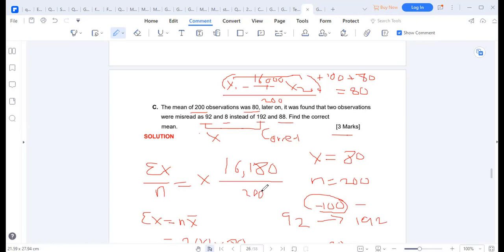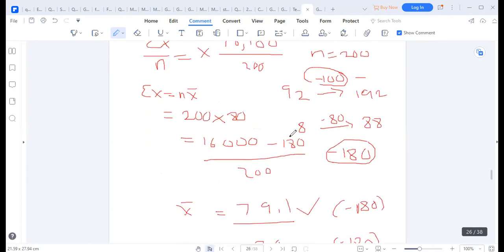So when we divide by 200, our answer is supposed to be 80.9. Not the figure we wrote here. Actually, we're supposed to add here. So we're supposed to get 80.9. Is this clear? Correct. Yeah. Thank you for that.